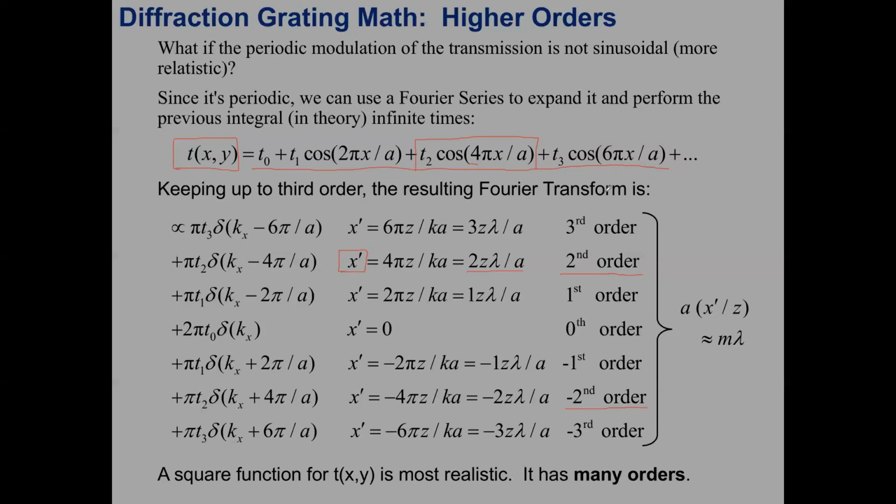Similarly, if we add in a third term, we're going to get a third-order bright constructive interference peak at a higher position, 3z lambda over a. So on and so forth. If we use a perfect square function and we really did this for the infinite series, we would have many orders, but they would all follow this pattern. So really, the only thing we have to do is solve that first toy problem we did, and then recognize the pattern. And of course, know conceptually what a delta function is.